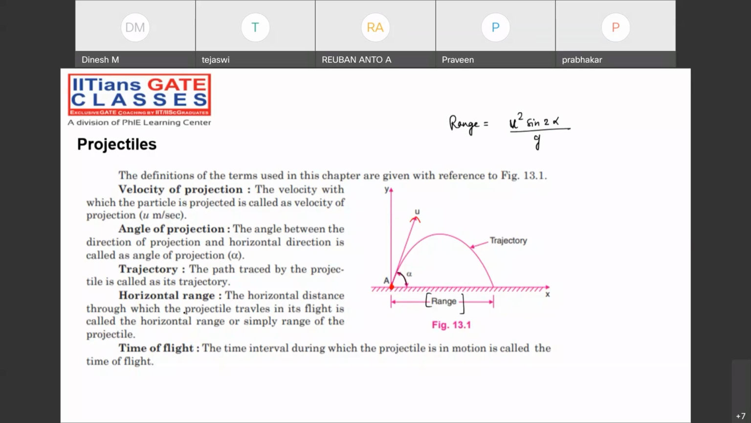Perfect. The time of flight is the time duration during which the particle or projectile is in motion. Right? So these are the important terms. That is very, very important. All of you have noted down.